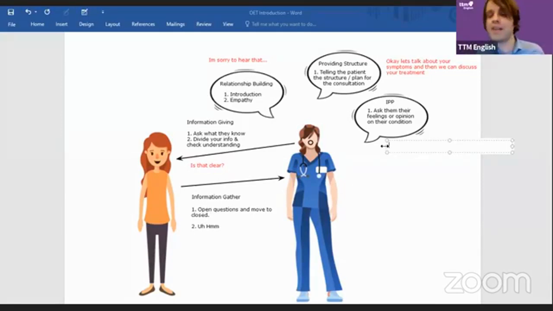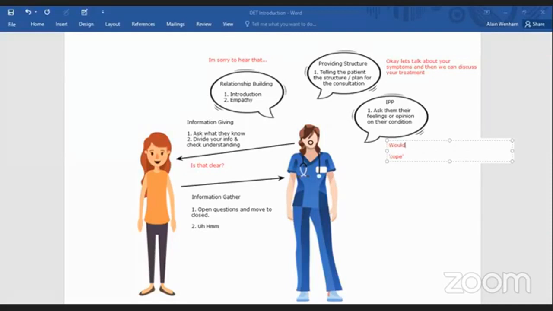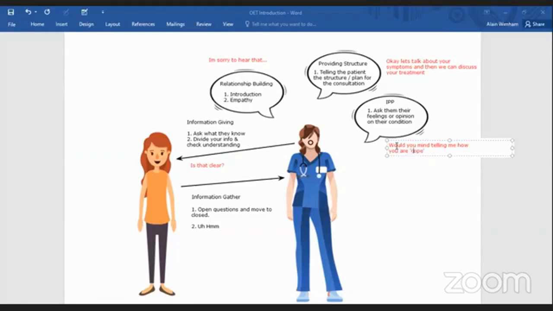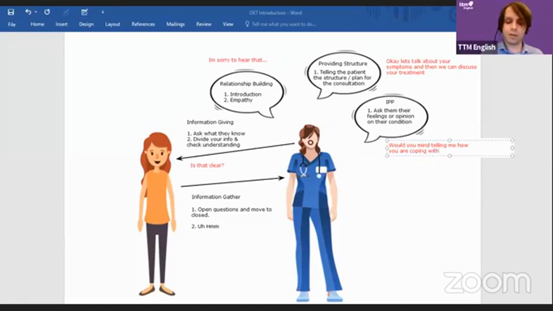Neshka, can you give me an example of a nice way? One nice way to ask a question for IPP is to use the word cope. Would you mind telling me... Neshka, can you use the word cope? Give me an example with cope. Okay. Would you mind telling me how you are coping with your medication at the moment? How about that? A very, very nice way to do IPP is to use the word cope.